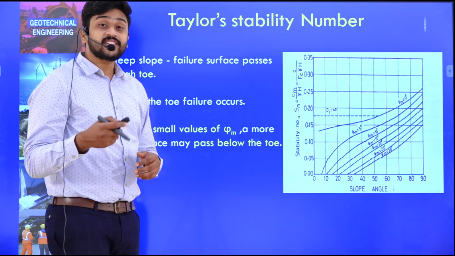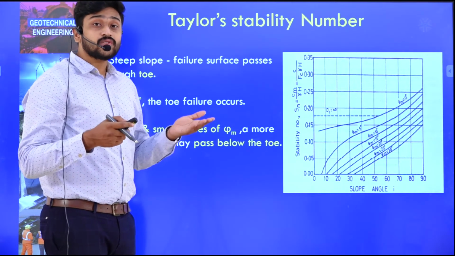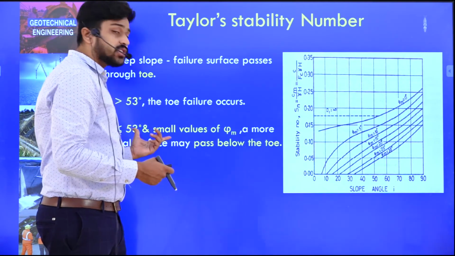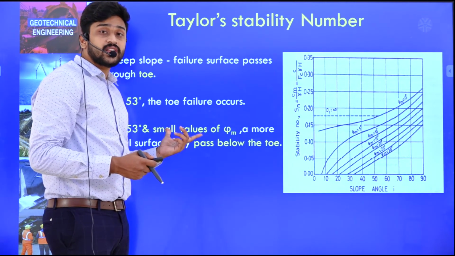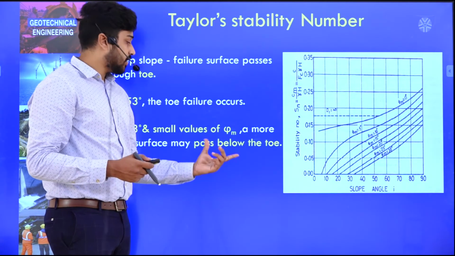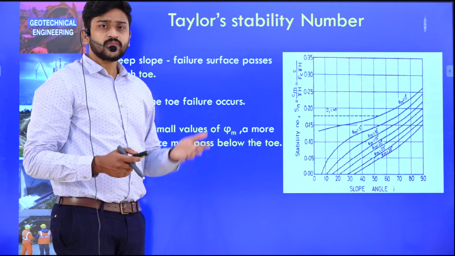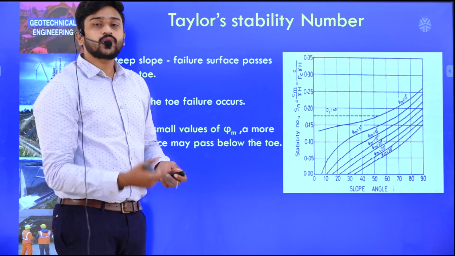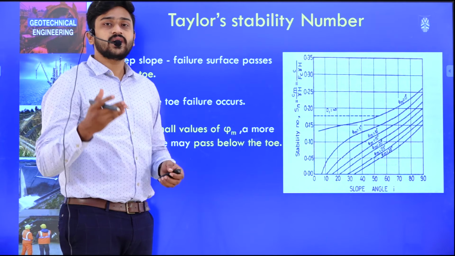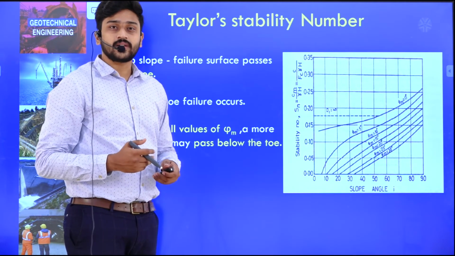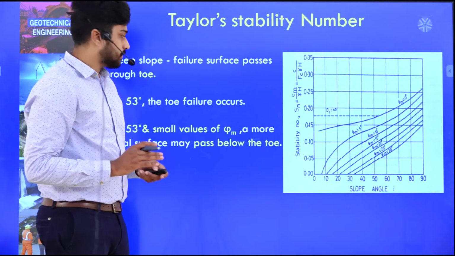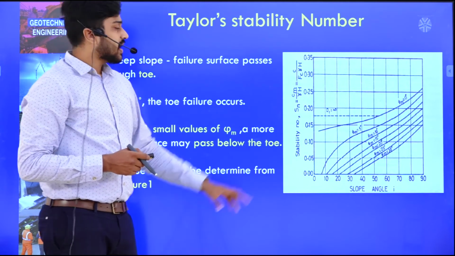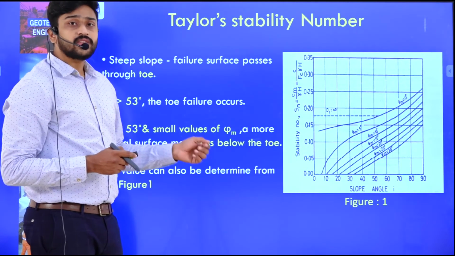As I have stated, in the case of a flatter slope you may observe the failure passing below the toe, and similarly when i is less than 53 degrees and phi m is small, it passes below the toe. So if the slope angle is less, a failure below the toe may occur. If it is greater than 53 degrees, a failure plane passing through the toe may occur. Clear? So from this graph, if we know the i value and phi m value, Sn values can be determined from this figure number 1.